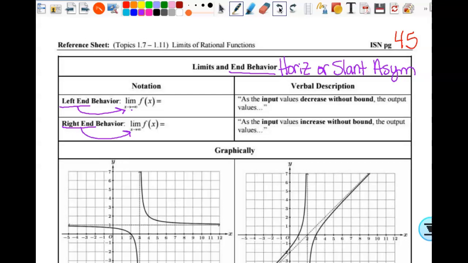No, if we're going, this is the x's. When x approaches negative infinity, I'm going to the left. When x is going to infinity, I'm going to the right. We're talking x's, not up and down.